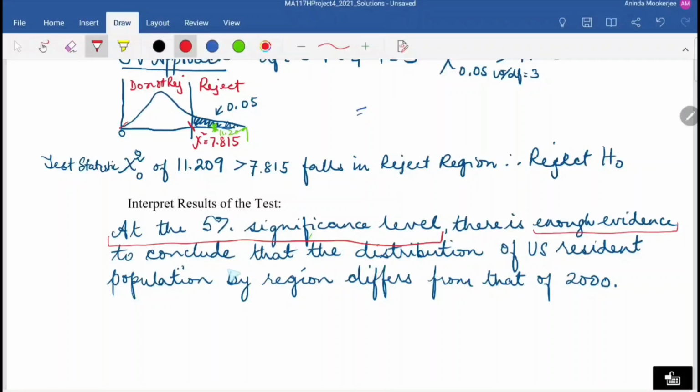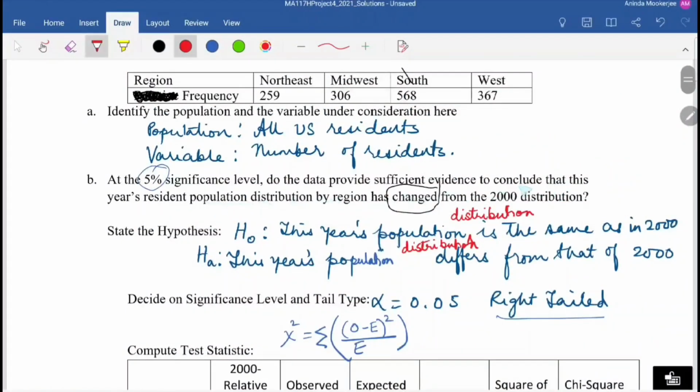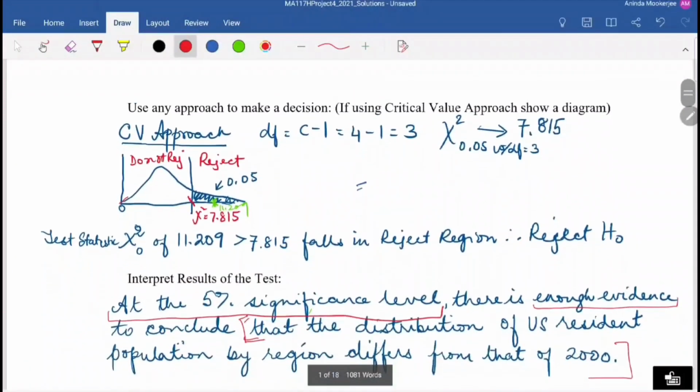And then to conclude that the distribution of US resident population by region differs from that of 2000. So everything after conclude, you can just copy verbatim from the question itself. All right, that this year's resident population distribution by region has changed from the 2000 distribution. You can just copy the wording there. All right.